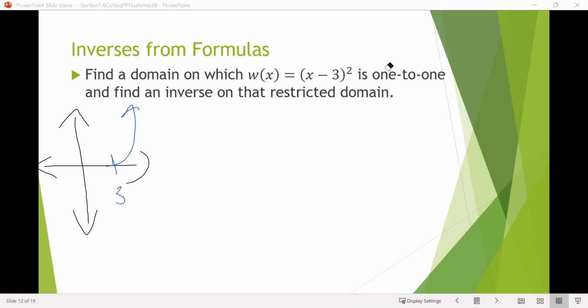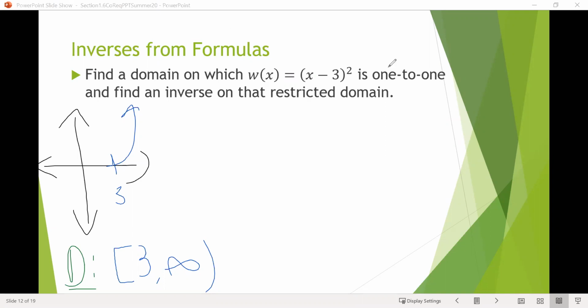Okay, so our domain here, we've taken off that left-hand piece, so it looks like we're just looking at a domain of 3 to infinity, and I'm including 3 because it's a little point along the horizontal axis there. And now that we've restricted the domain, we can go ahead and find the formula for our inverse.